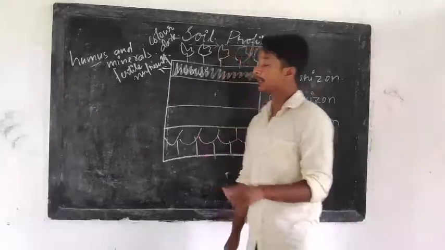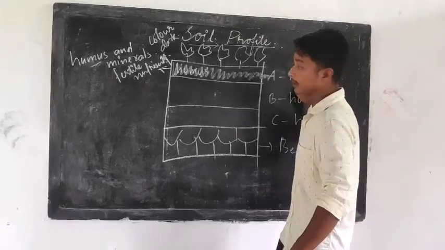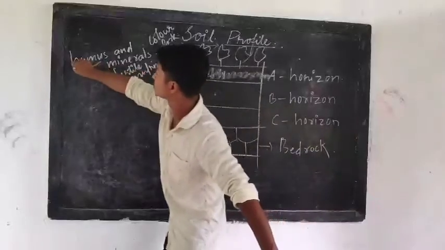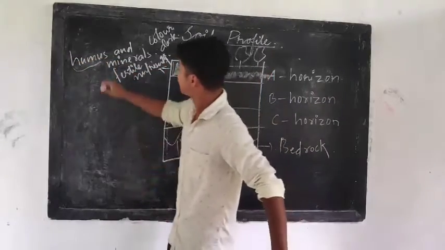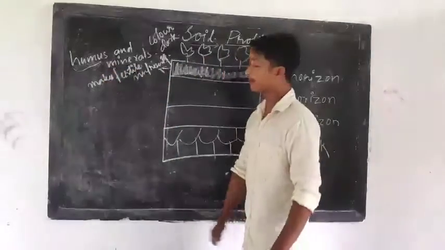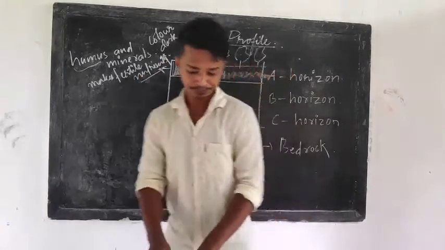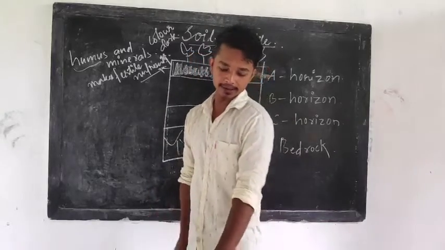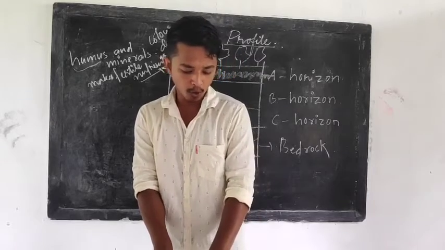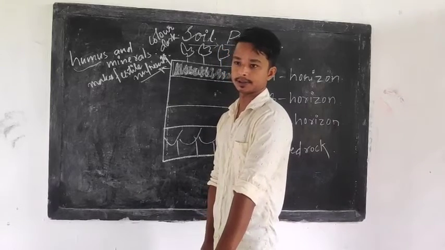Remember one thing about the topmost layer of the soil, which is called the A horizon. First, it is dark in color. Then it has lots of humus and minerals. Then it makes the soil fertile and provides nutrition to grow the plants. And generally this layer is soft and porous and can retain more water, and it is called the topsoil or the A horizon.